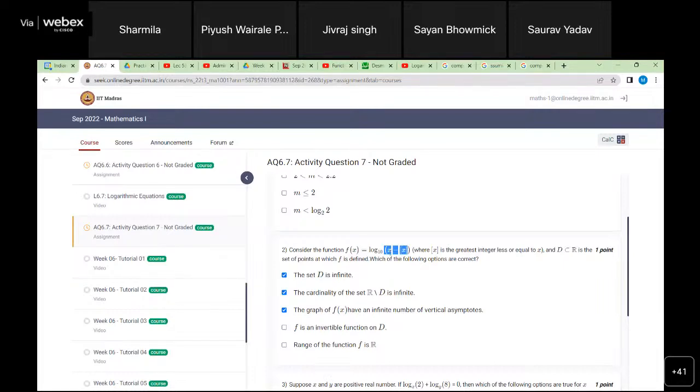So what happens if you're given a number like 4? In that case it will be 0 again. But we are talking about the set, right? We are not finding the value, right? So the set will be infinite, right?